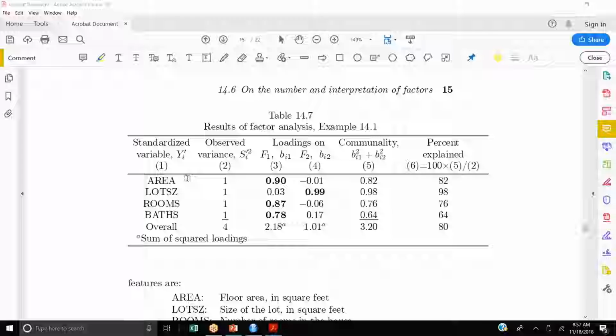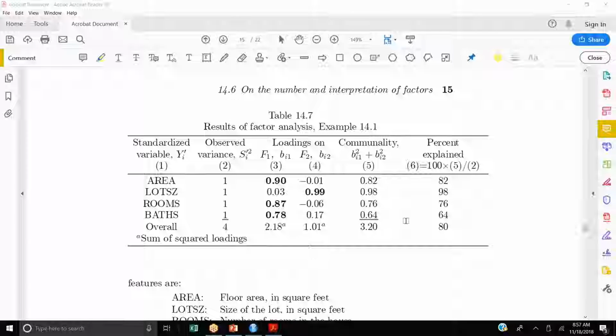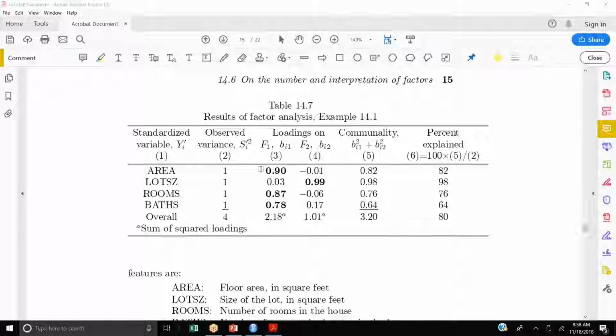This is a data set about real estate: prices and features of 100 residential properties, which is a common example we have been using in our course. Here we have area, lot size, number of rooms, number of bathrooms, and more. There are 4 variables. When we use this data set, the factor loadings, again we are talking about factor loadings here, show a loading weight of 0.9 for area, and 0.99, 0.87, 0.78, 0.17.